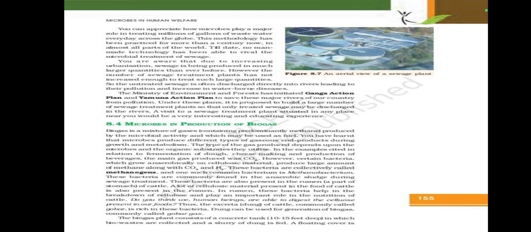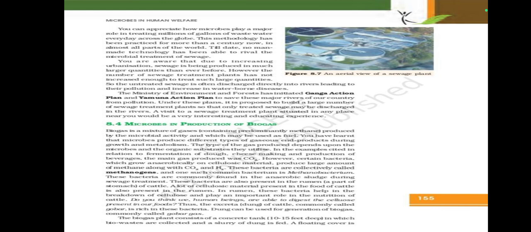Do you think we human beings are able to digest the cellulose present in our foods? Thus, the excreta (dung) of cattle, commonly called gobar, is rich in these bacteria and can be used for generation of biogas, commonly called gobar gas.